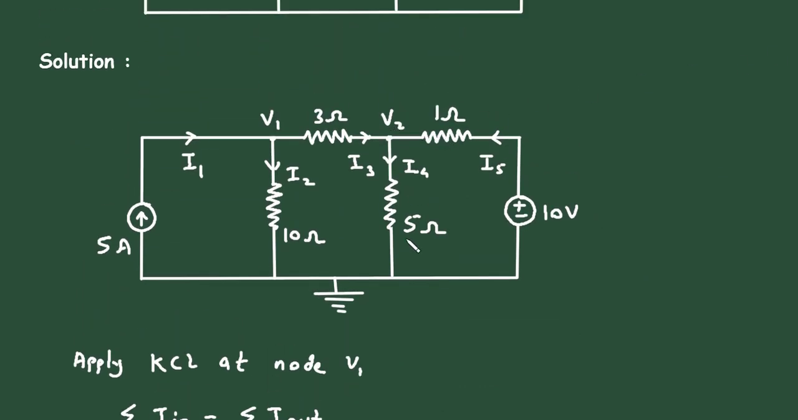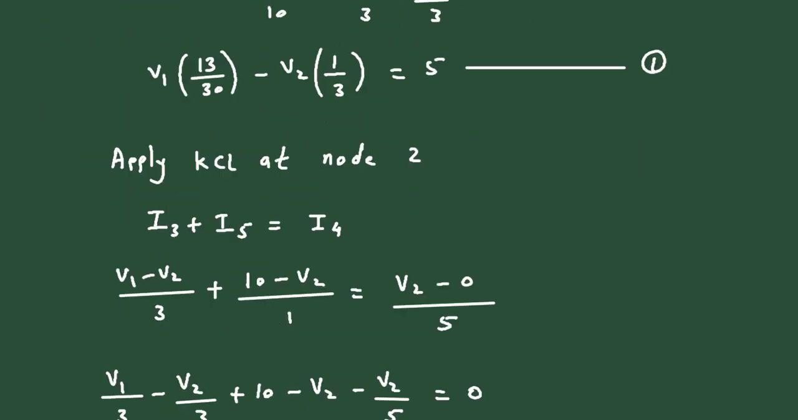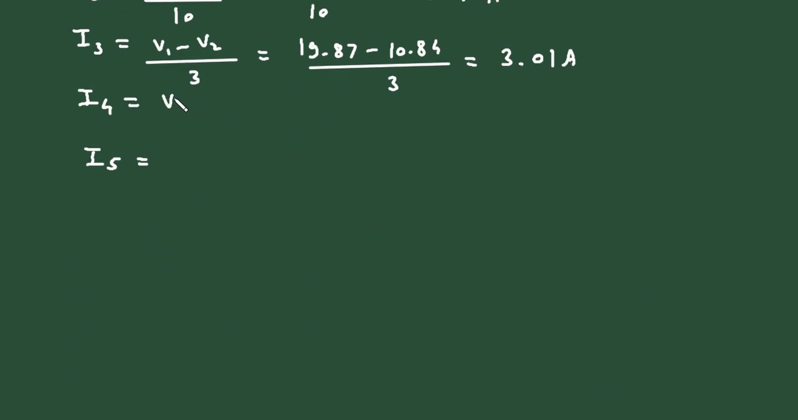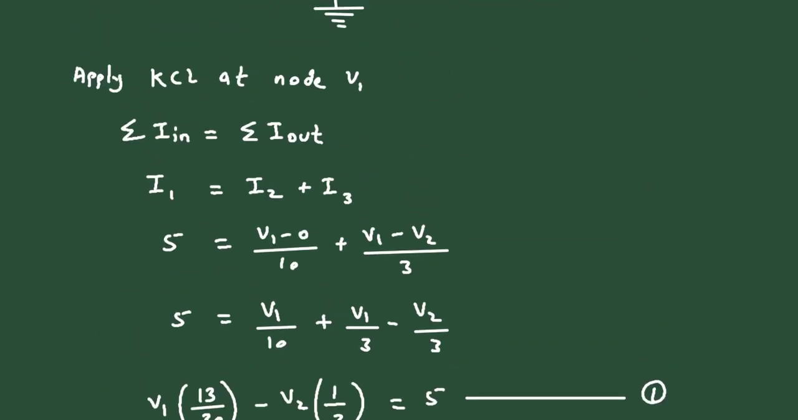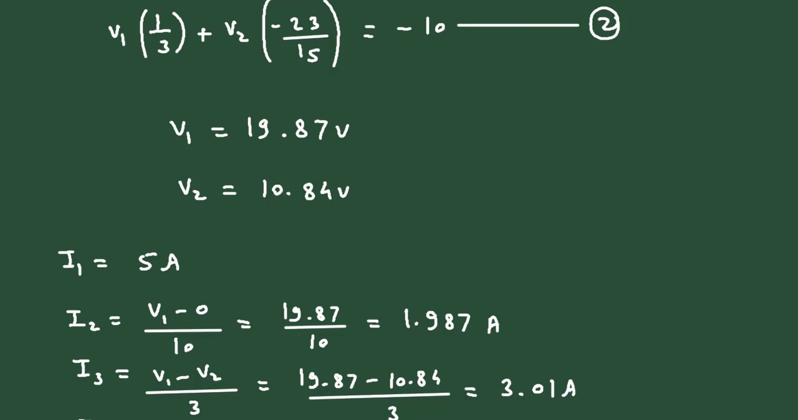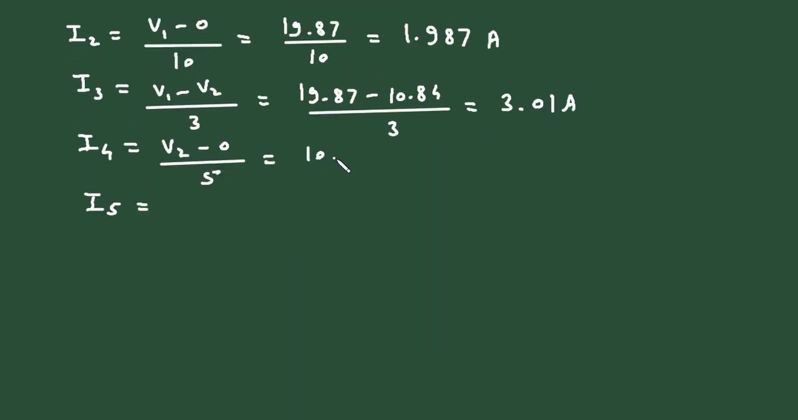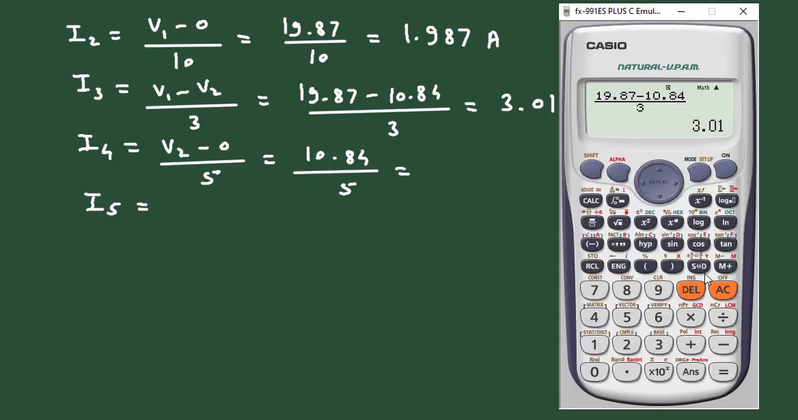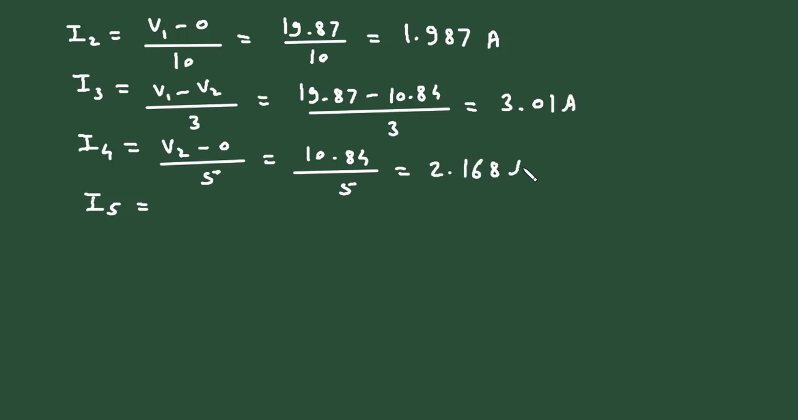So I4 is V2 minus 0 divided by 5. The value of V2 is 10.84. So 10.84 divided by 5 is 2.168 ampere. Then last is I5.